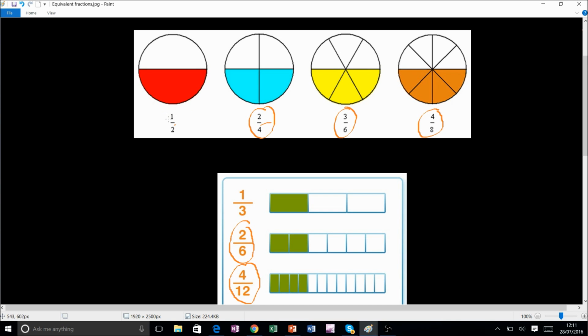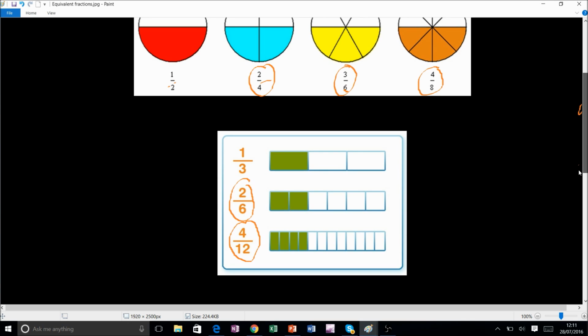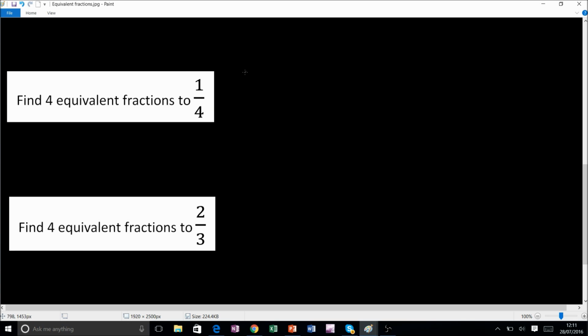If you look at the half, 1 over 2, and the 3 over 6, you've multiplied the top by 3 and the bottom by 3 as well, because 1 times 3 gives you 3 and 2 times 3 gives you 6. So to find equivalent fractions, if you have the original fraction, you can just multiply both the top and the bottom by the same number.